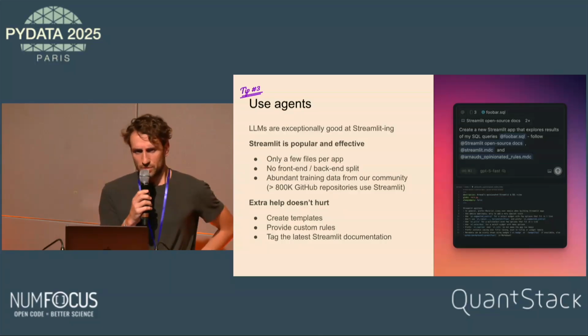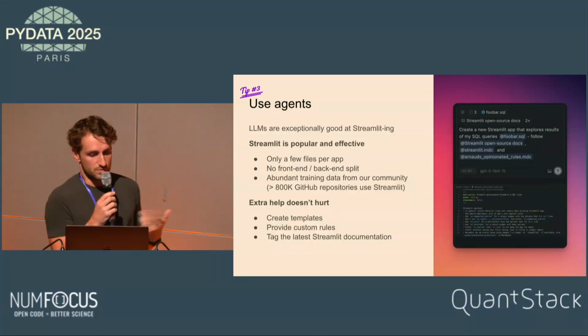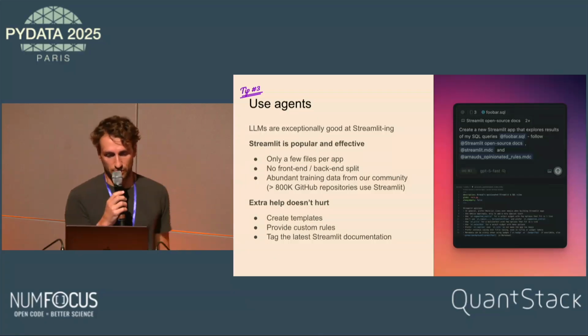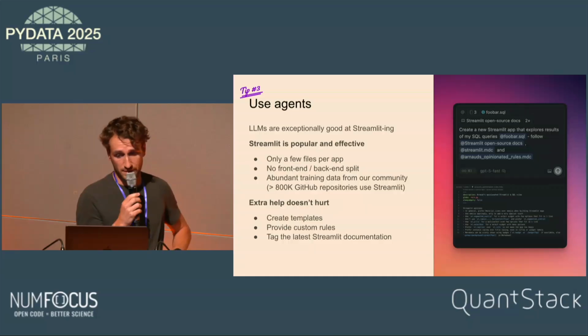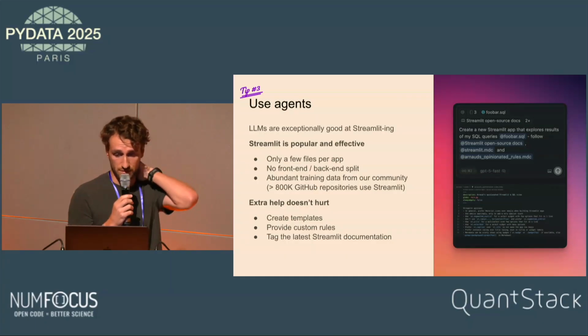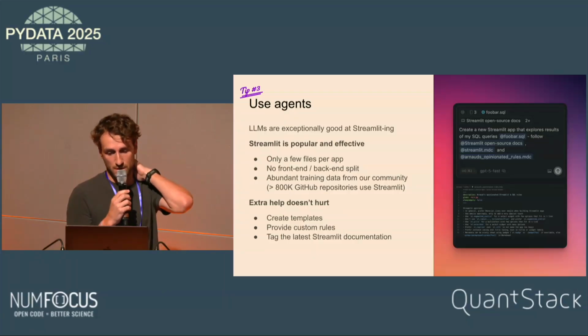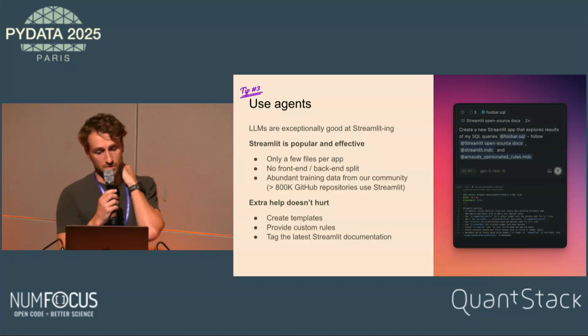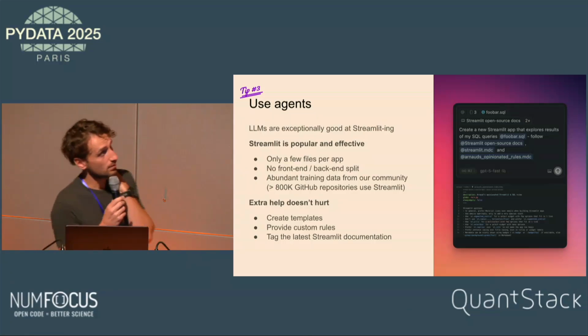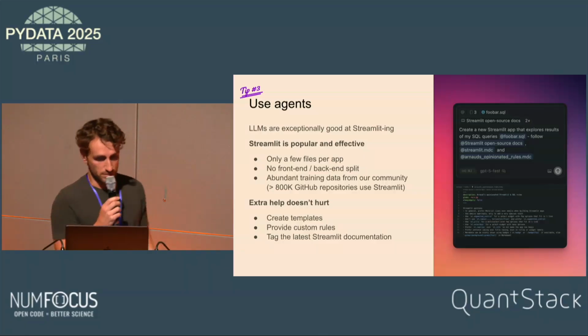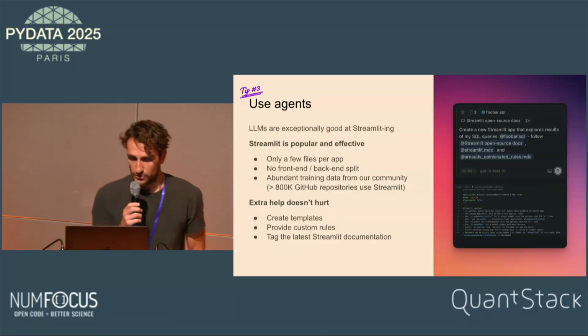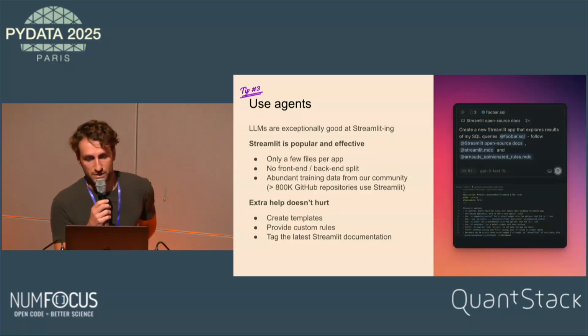It's also a framework that's less error prone because you don't have all of those interactions and connections. And it's very popular. There are more than 800,000 GitHub repositories that depend on Streamlit. Whenever foundational models train, they use GitHub, and so they learn about Streamlit. So whichever of Copilot, Claude Code, or Cursor you use, they're all going to be good at generating Streamlit apps.